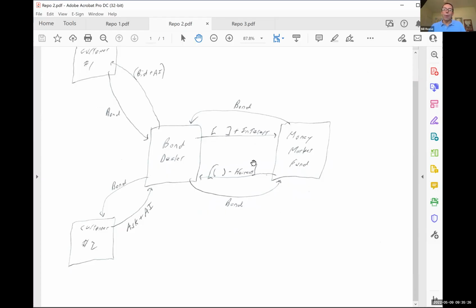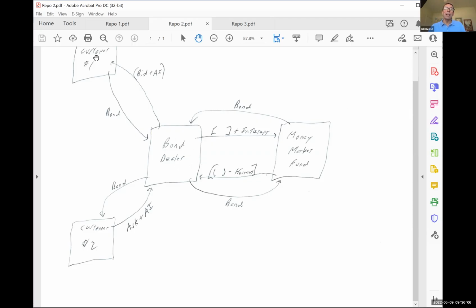So in the brackets here, what I've got is the amount of money that is lent to the bond dealer. Okay, from the standpoint of the money market fund, they're loaning this money to the bond dealer, and they're receiving a bond as collateral. From the bond dealer standpoint, they are selling the bond to the money market fund, and they are receiving this amount of money. Now, the amount of money that the bond dealer receives, if the haircut is 50 basis points, 0.5%, the amount of money the bond dealer is receiving from the money market fund is 99.5% of the value of the bond.